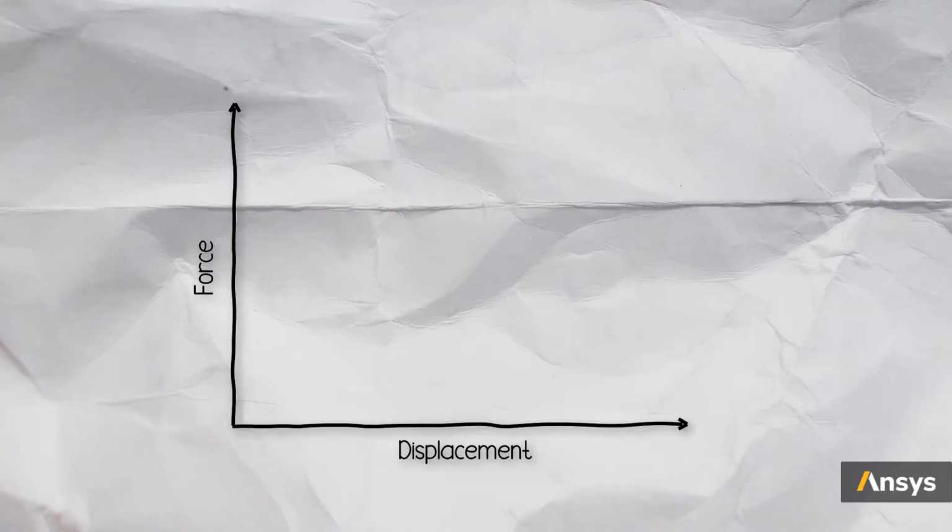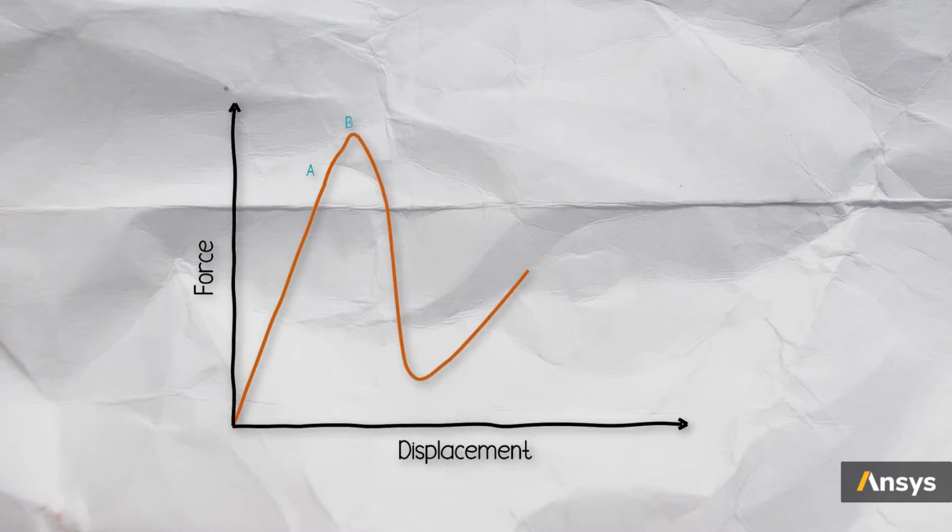For instance, looking at this plot, we can see that the structure deforms steadily up to point A. Once it reaches point B, any further loading will result in a rapid change in displacement. So, point B is the stability limit of this structure, and loading it beyond this point makes it unstable. At this stage, the structure loses its stiffness and either partially or fully loses the ability to support loads.